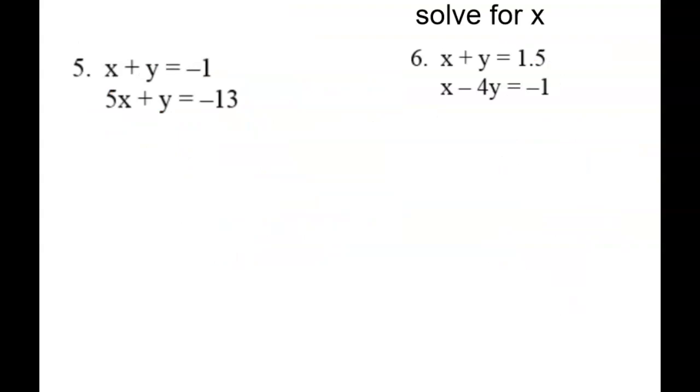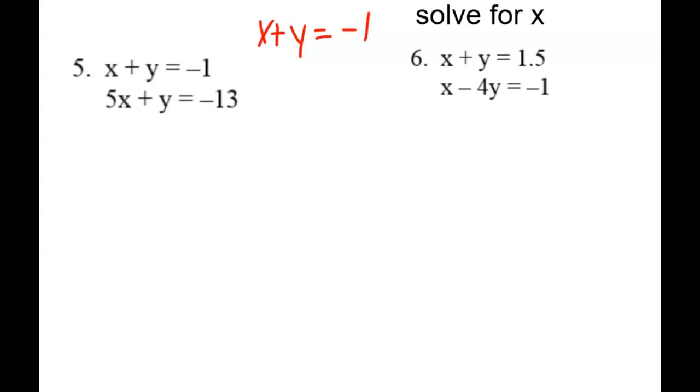5 says solve for x. Do I have an x equals or a y equals on number 5? Could I make one of those into an x equals or a y equals, preferably the top one? Right? I could. So x plus y equals negative 1. If I want that to be x equals, what has to move?